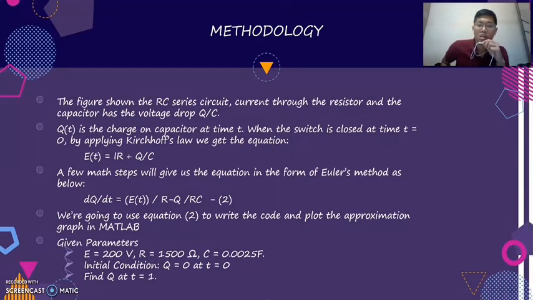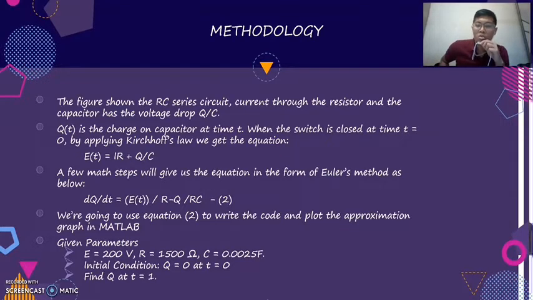So the methodology, the figure shows the RC circuit. Current through the resistor and the capacitor has the voltage drop Q over C. Q is the charge on the capacitor at time t. When the switch is closed at time t equal to 0, by applying Kirchhoff's law, we get the equation E equal to IR plus Q over C. A few math steps will give us the equation in the form of Euler's method as below: dQ over dt equal to E over R minus Q over RC.